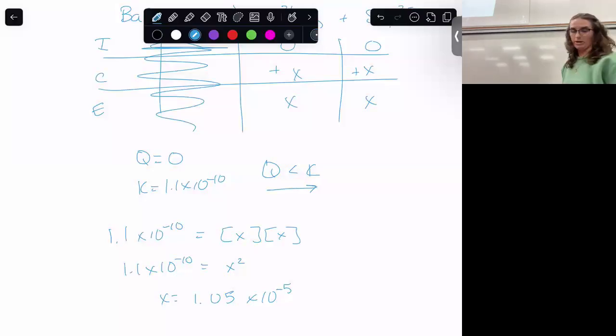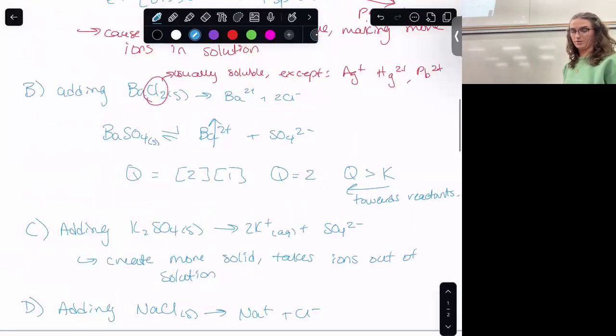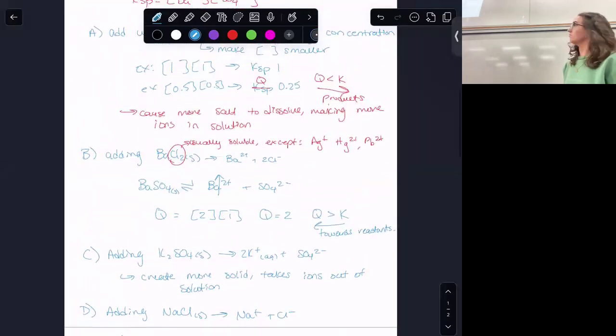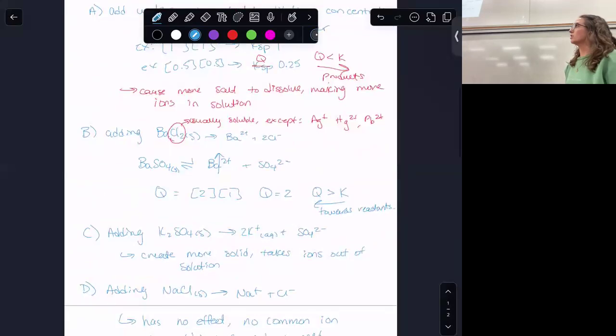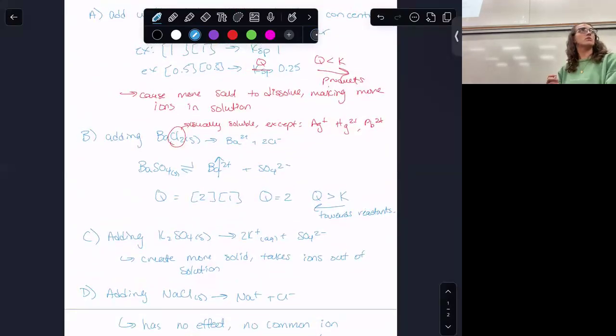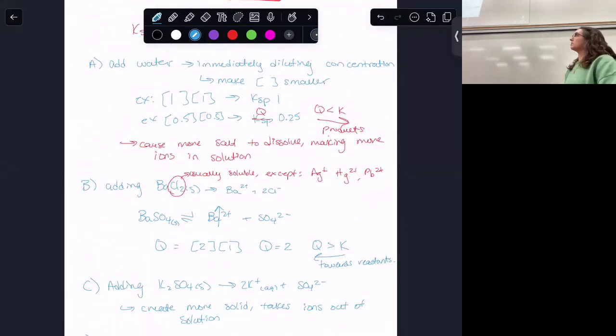Right, so if we looked back at our 4 conditions of changing or adding stuff to a solution, which one forms more precipitate? I'll include D. Right, B would. And also C, right? Since Q is greater than K, we're forming more reactants, which is forming more solid. So it's not going to be a lot, but it does form more of that initial solid compound. So if you see any of those types of questions, if you're forming more reactants, you're always forming more solid.